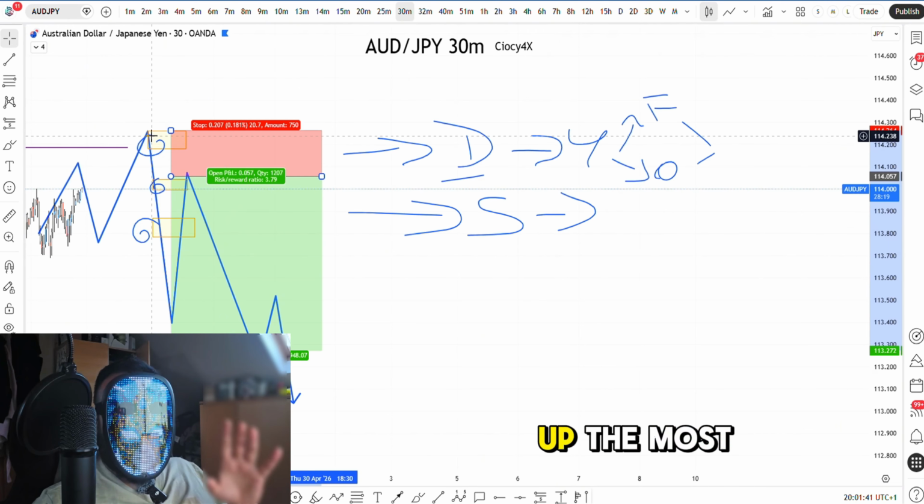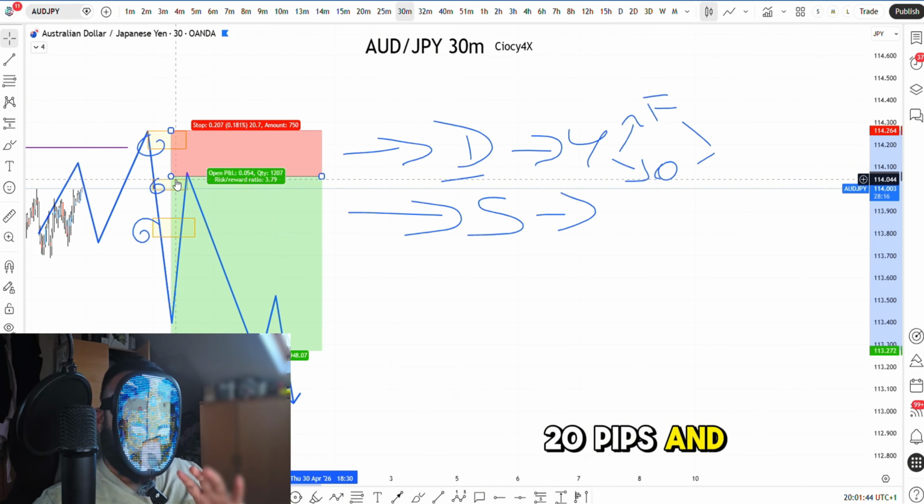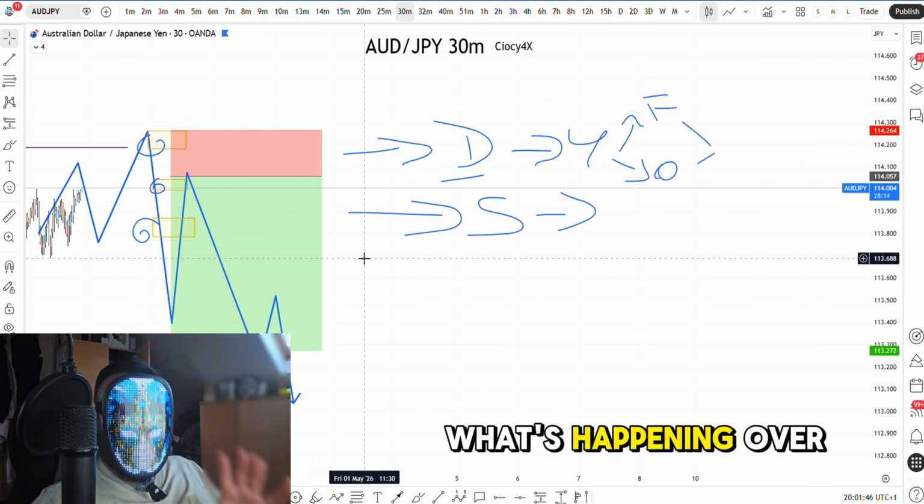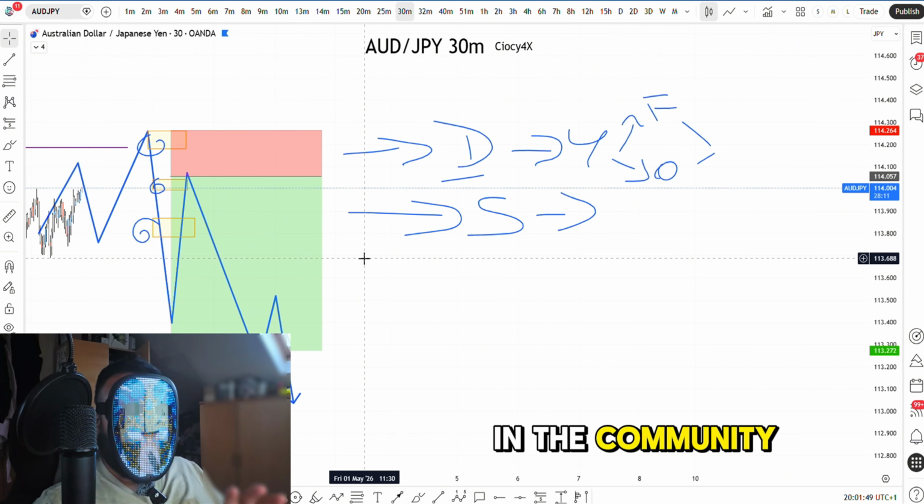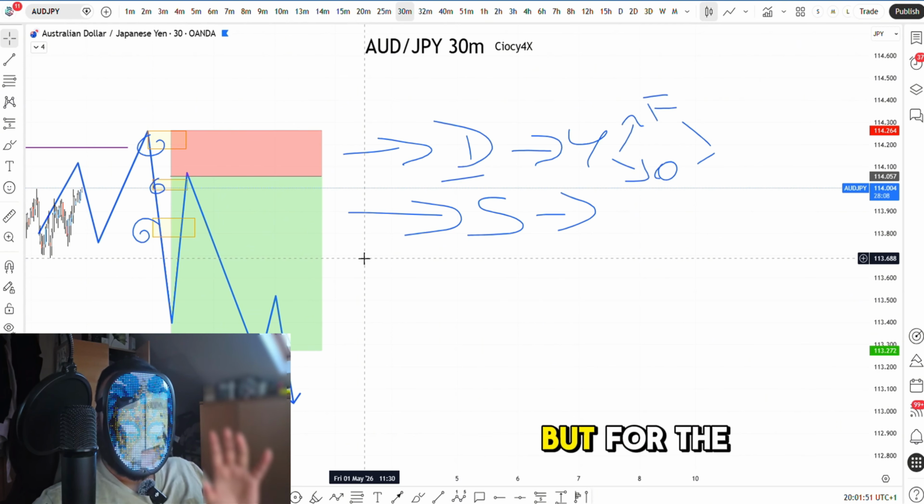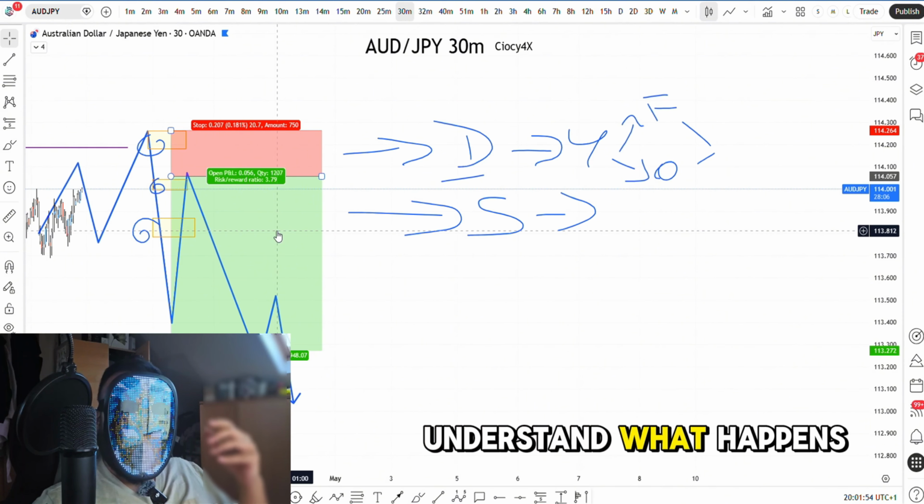Okay, I mark up the most extreme zone. I calculate like 20 pips and I leave it like this. That's it. So what's happening over here? This is one of the models. This is not what I teach in the community. I teach them something way more logical, rational. But for the example purposes, I make you understand what happens in here.